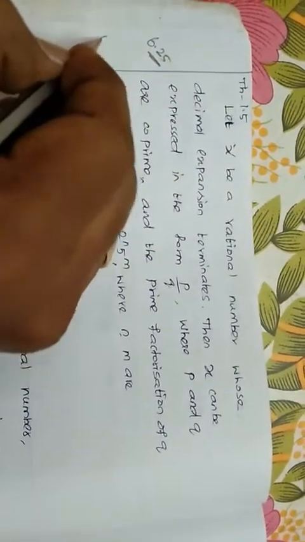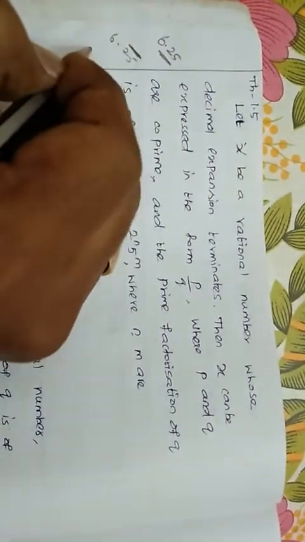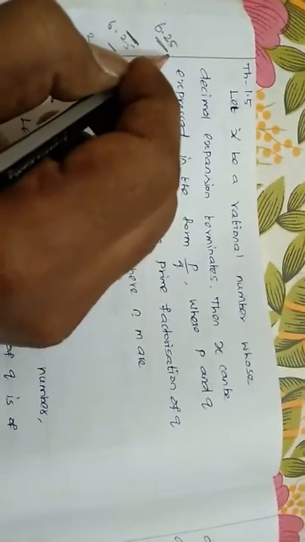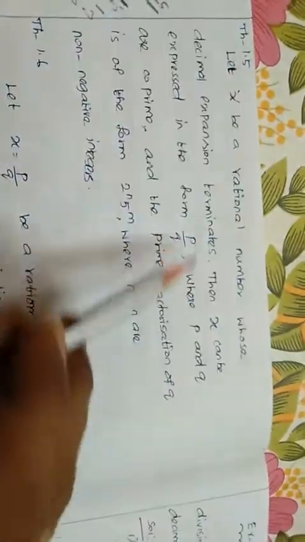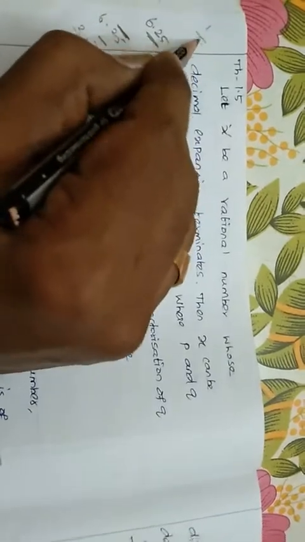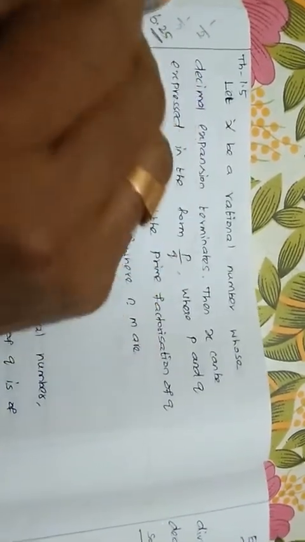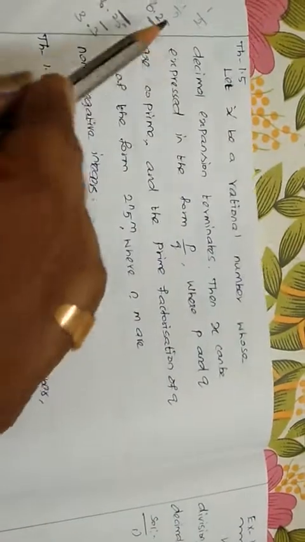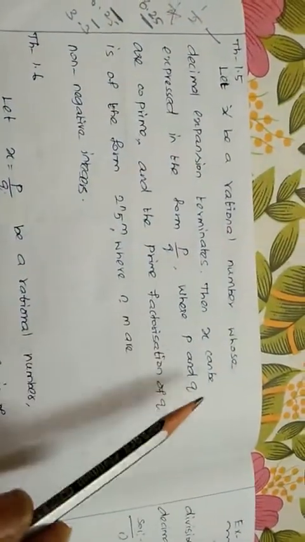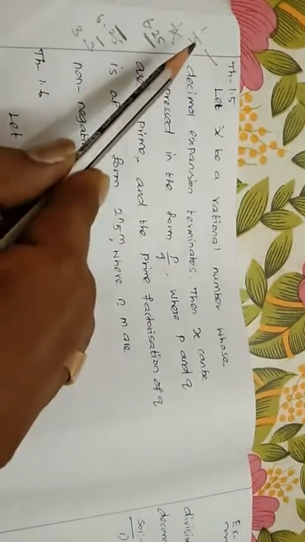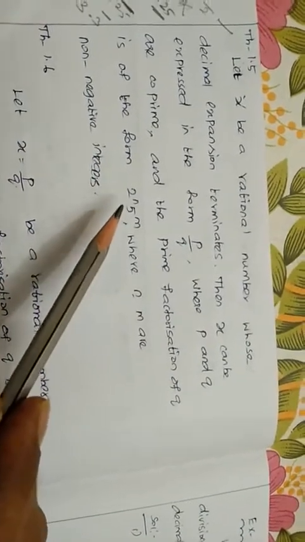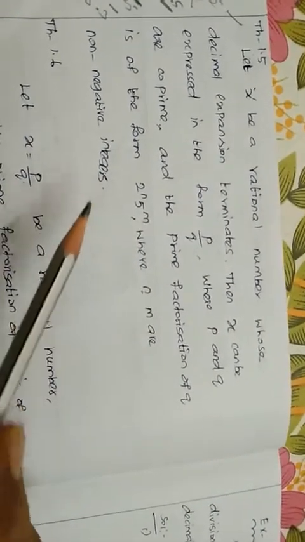6.25. That is terminating. There is no 2.3 with a cap, or 3.3 with a cap, not like that. It terminated, it stopped. Then x can be expressed in the form p by q, that is numerator and denominator, like 1 by 2, 1 by 7. Where p and q are co-prime, that is, there is no common divisor, and the prime factorization of q is of the form 2 power n, 5 power m, where n, m are non-negative integers.